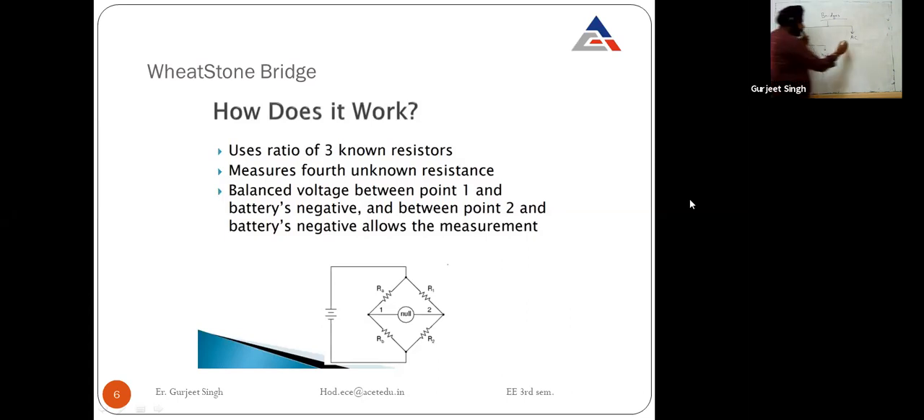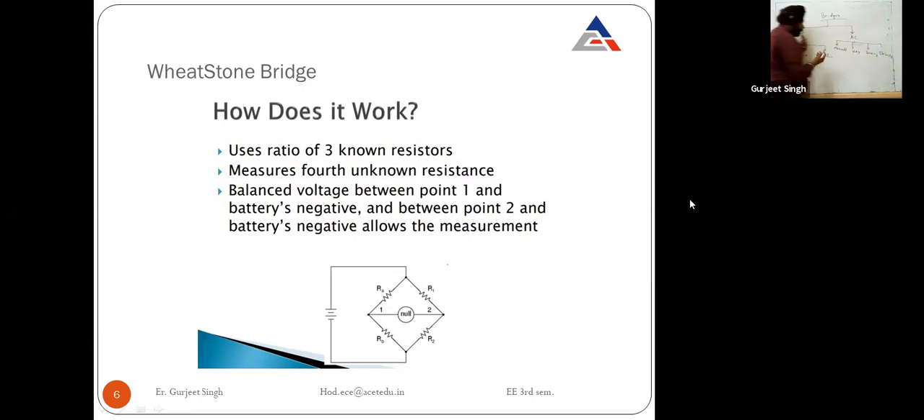In the AC category, we have a number of bridges. First of all, we have the Maxwell bridge, then the Hay bridge, then the Schering bridge, and then the De Sauty bridge.